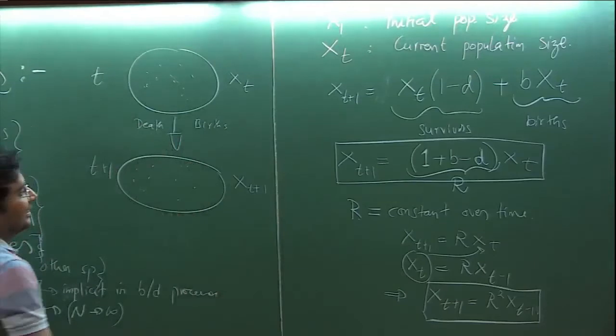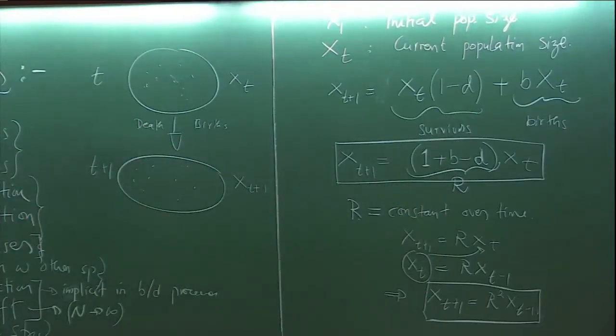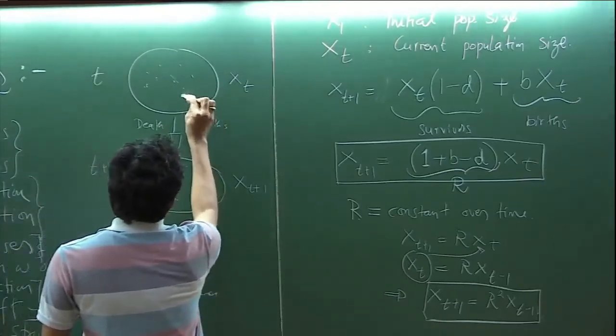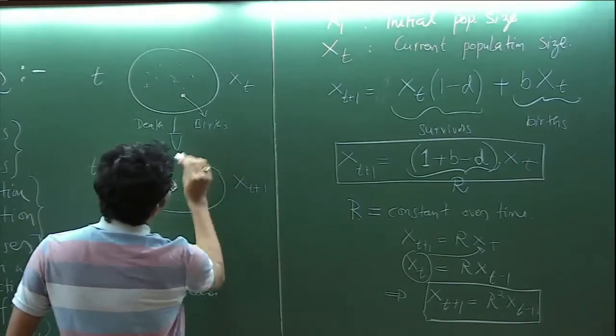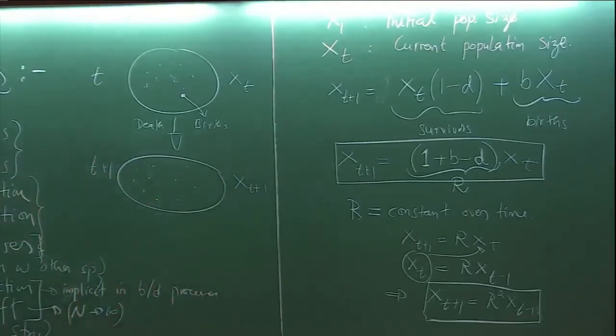Every one of them has some chance of death, and that is what the D is capturing. And then every one of these will, through birth, produce some individuals. Here is the thing: there are two ways to think about the problem.